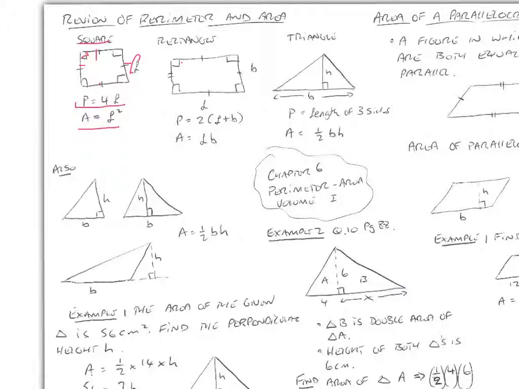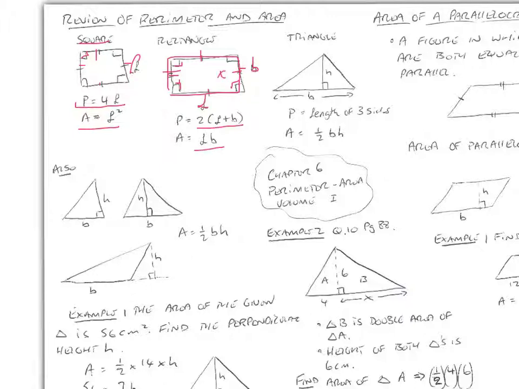Here's a rectangle, and a rectangle has 4 right angles. It has 2 sides that are parallel and equal in length on one part of this rectangle, and the other 2 are parallel to each other and equal in length. This is the length L and this is the breadth B. The perimeter of this, if we were to fence around it, would be equal to 2 times (L plus B), and the area is L times B.